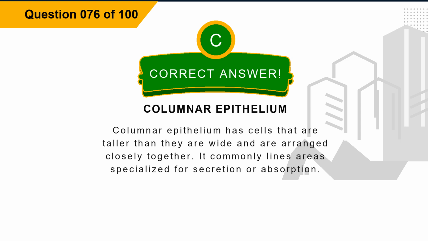Explanation: columnar epithelium has cells that are taller than they are wide and are arranged closely together. It commonly lines areas specialized for secretion or absorption.